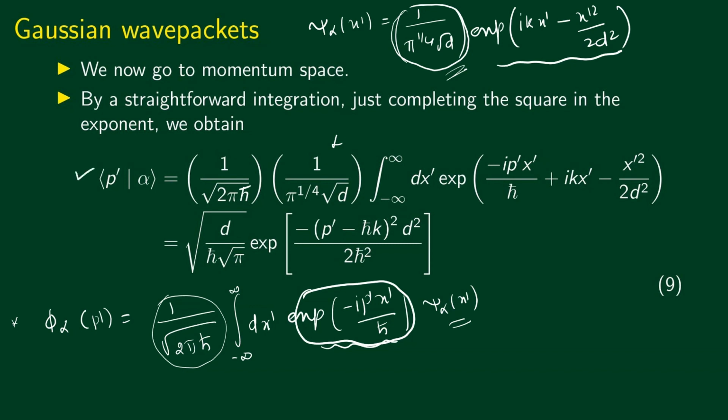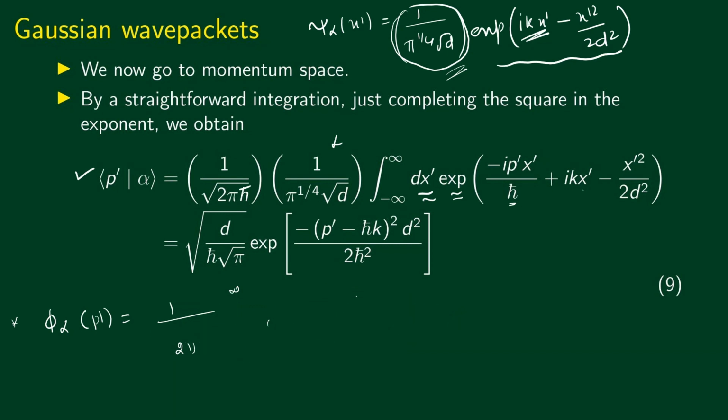Bra p prime ket alpha is equal to 1 by square root of 2 pi h bar, 1 by pi raised to 1 by 4 square root of d, integral minus infinity to infinity dx prime exponential minus i p prime x prime divided by h bar plus i k x prime, the i k x prime from here, minus x prime square divided by 2d square. Now we just need to integrate this. All right, let's see how we can integrate this expression.